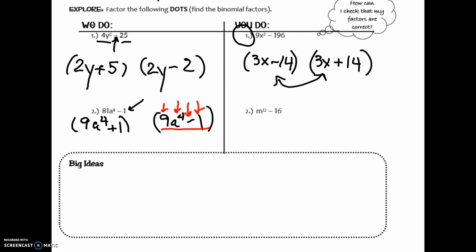When I factored 81a to the 8th minus 1, I ended up getting one of my factors to also still be a difference of squares, which means I can break it up further. So I'm going to keep this factor that I can't break up there because it still exists. But now I need to take this factor and break it up into its two sections using the same idea. So this is going to be 3a squared minus 1 and 3a squared plus 1.